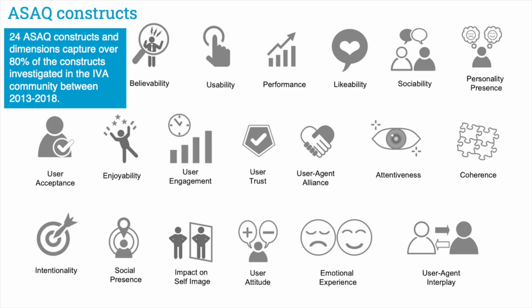So here you see the constructs. I'm not going to name them all, but there's a large set: believability, usability, performance, likability, sociability. So what you could do is say, look, I want to know them all, so you can use the whole questionnaire. Or you could say, look, I'm only interested in performance, so you only pick that part of the questionnaire. So there are two ways of using this.